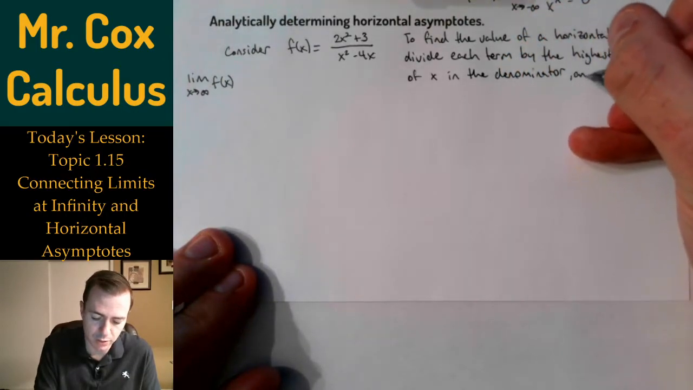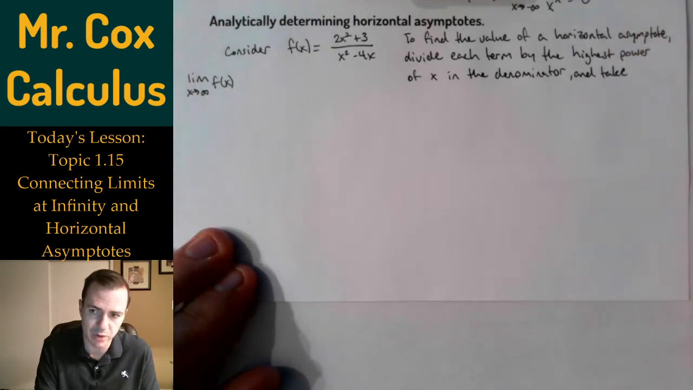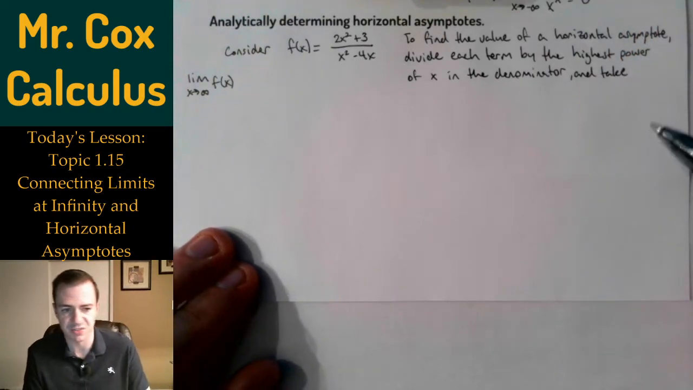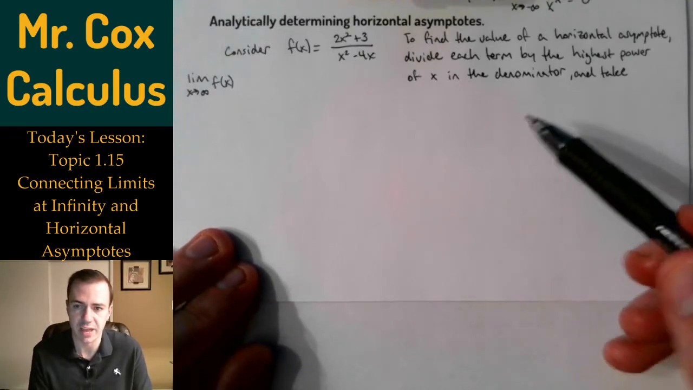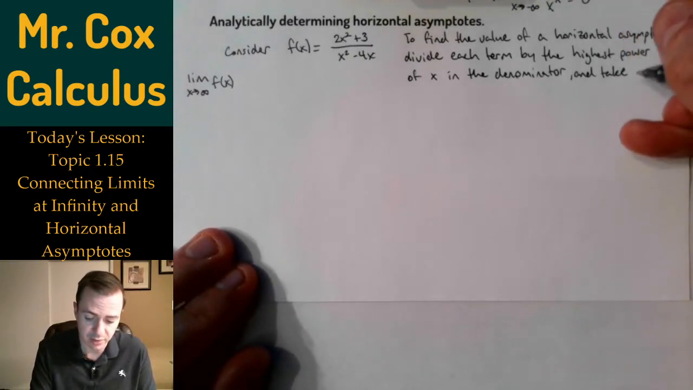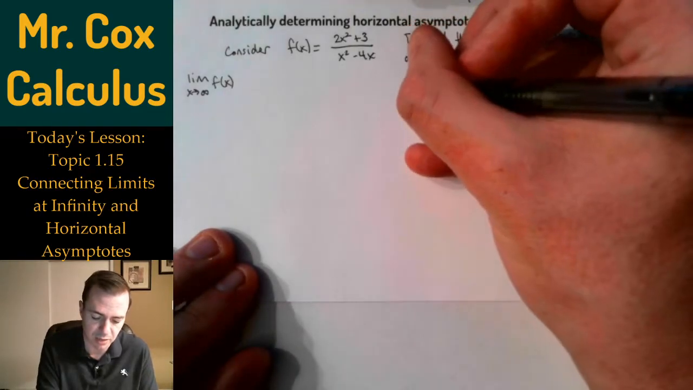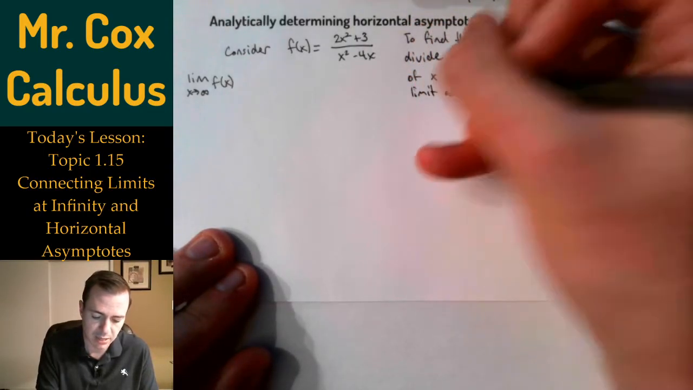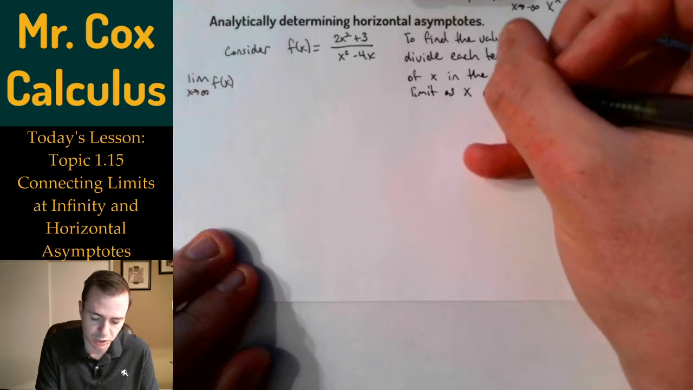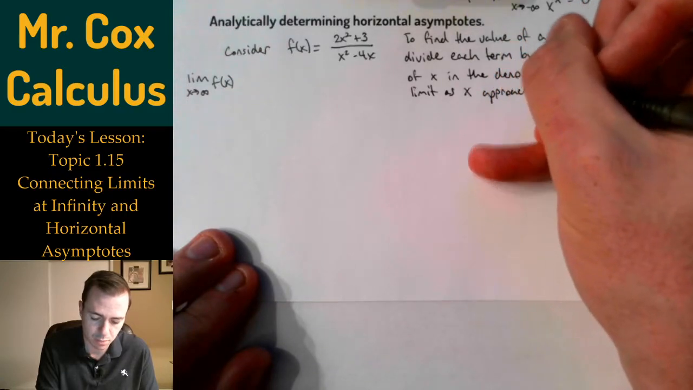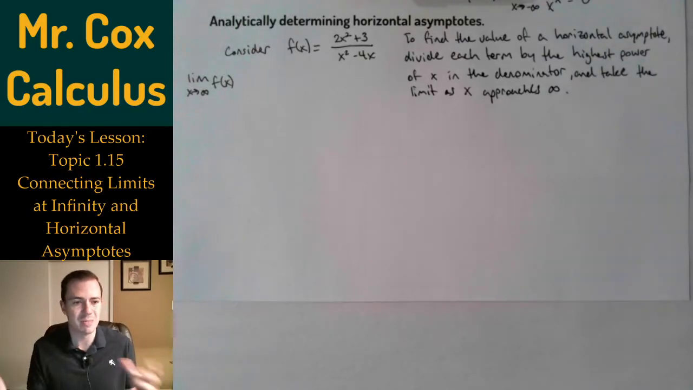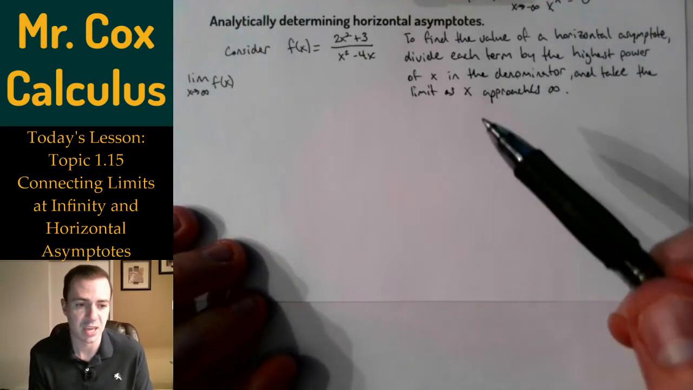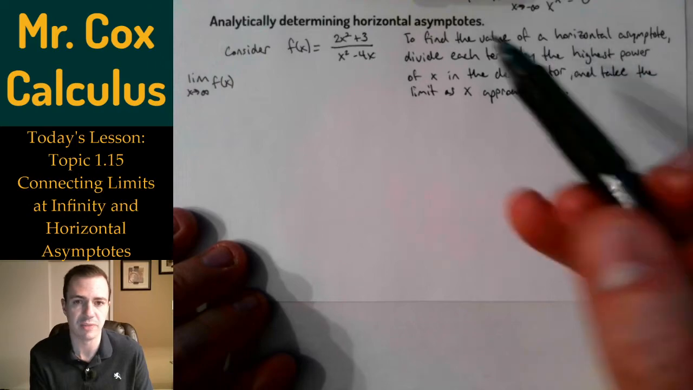And then we want to take the limit, and we're going to invoke some of the algebraic properties of limits that we've learned in this class. So we're going to divide by the highest power of x in the denominator, and then see what happens when we take the limit as x approaches infinity. And we're going to use some of those fundamental ideas that we came up with in the previous video.